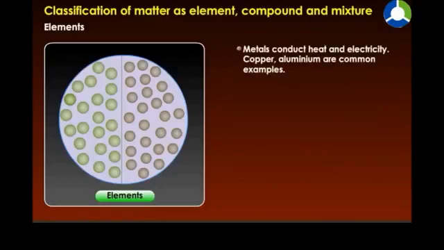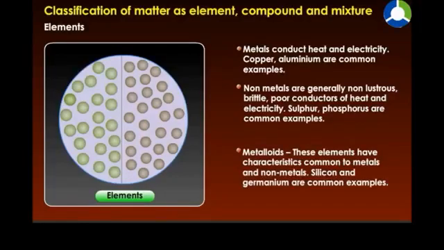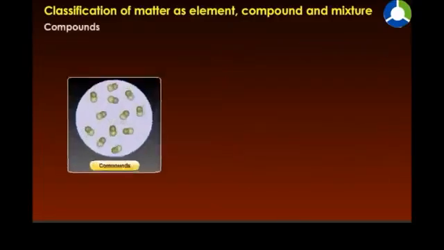Metals conduct heat and electricity. Copper, aluminium are common examples. Non-metals are generally non-lustrous, brittle, poor conductors of heat and electricity. Sulfur, phosphorus are common examples. Metalloids. These elements have characteristics common to metals and non-metals. Silicon and germanium are common examples.